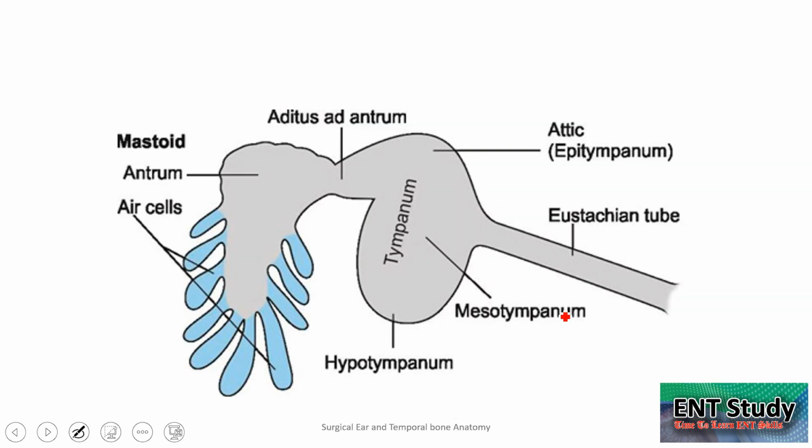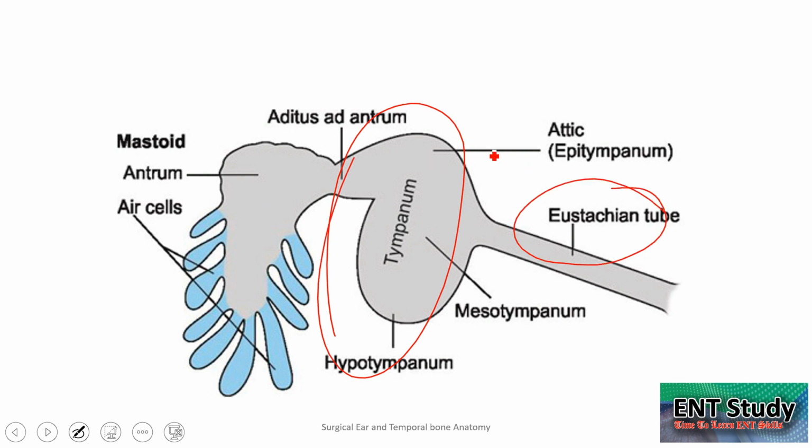While talking about the middle ear cleft, we need to know the three important structures. First of which is the tympanum, which is the middle ear cavity. Anteriorly, we have the eustachian tube, and posteriorly, we have an air cell system which is known as the mastoid air cell system, which opens inside the middle ear through an aditus, and the cavity in which the air cells are present, which is known as the antrum.